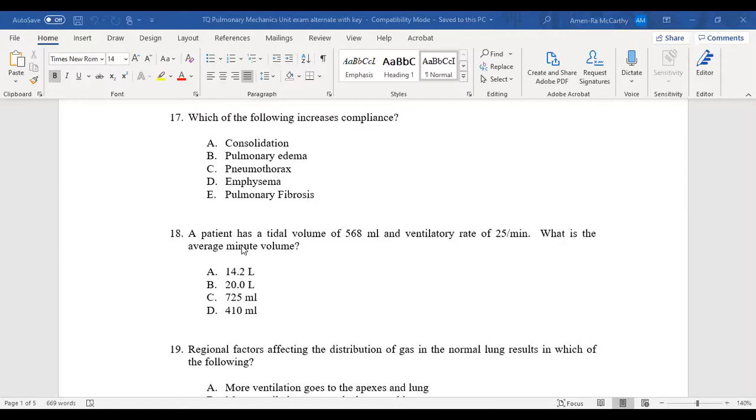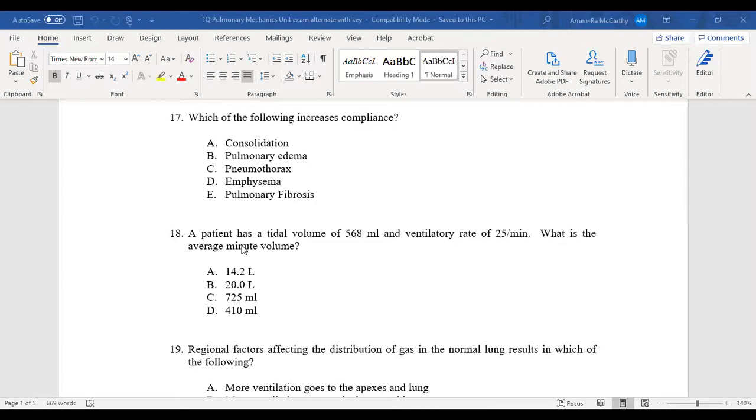When we talk about an increase in compliance, guys, we're talking about COPD. If you have COPD, you're going to have an increase in compliance and have a higher FRC. So which one of those diseases are from COPD? It would be D, emphysema.